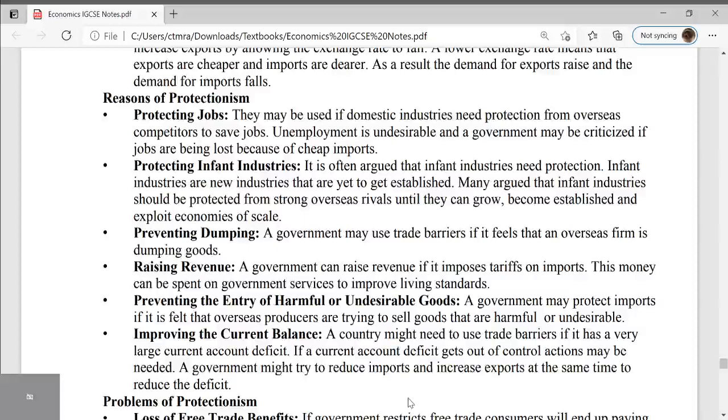So protectionism reduces import. So as import is reduced, it will also improve the current balance. Okay. So these are all the positive sides of the protectionism.